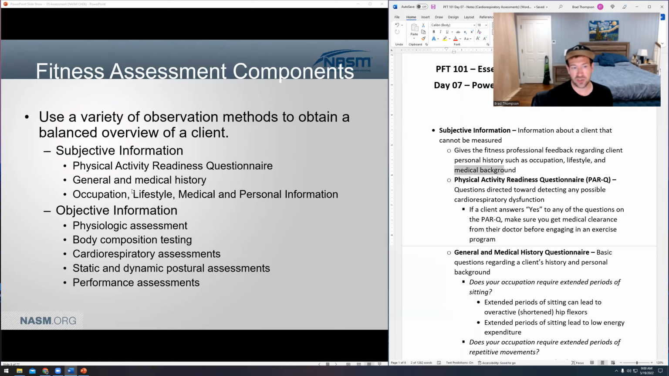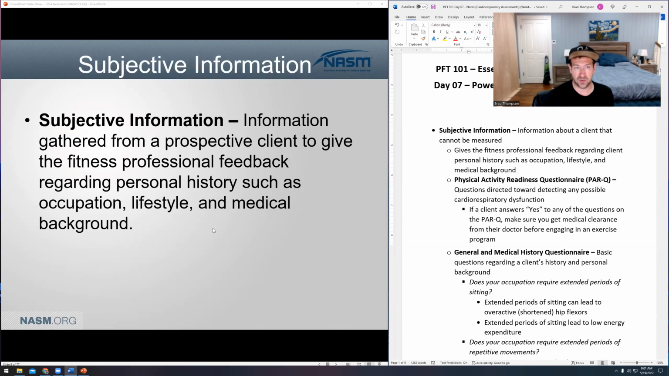So the three major categories we're going to see here, the first one is what's called the PAR-Q. That's the Physical Activity Readiness Questionnaire, the General and Medical History Questionnaire, and then an Occupation and Lifestyle History Questionnaire. It's basically any information about the medical stuff. Then we'll get into objective information, physiologic assessments, body composition assessments, cardio, which we'll look at today, static and dynamic posture, and then performance categories.